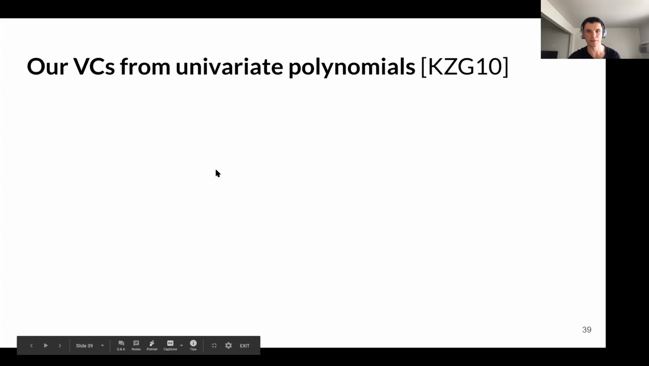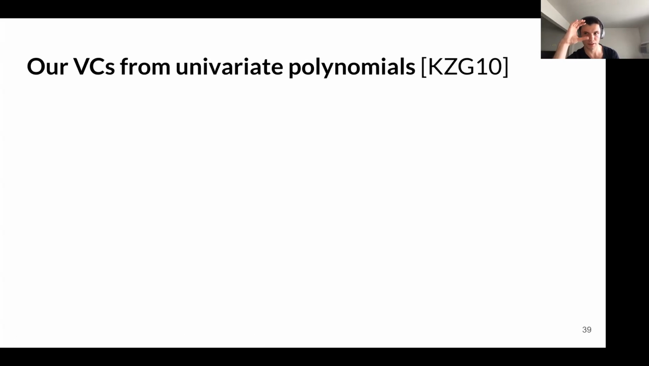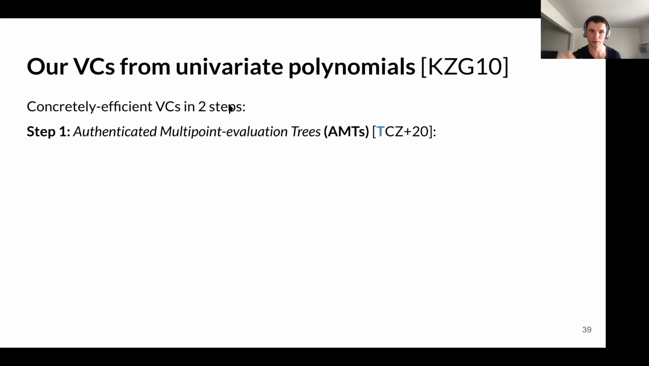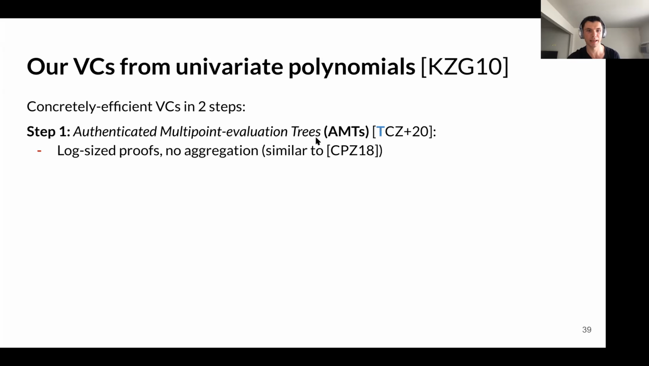And I'll give you the 2 steps that we take to do that. So we build vector commitments from univariate polynomial commitments, or KZG commitments, and we obtain concretely efficient vector commitments in 2 steps. The first step is we build a new data structure called the Authenticated Multi-Point Evaluation Tree. This is a mouthful, so we call it an AMT, and it has log-size proofs and doesn't support aggregation. This is basically the equivalent of the CPZ18 construction, but from univariate rather than multivariate polynomials.